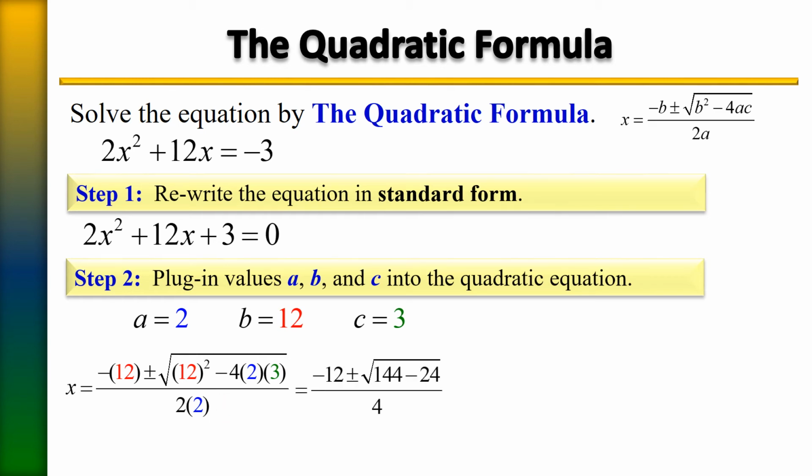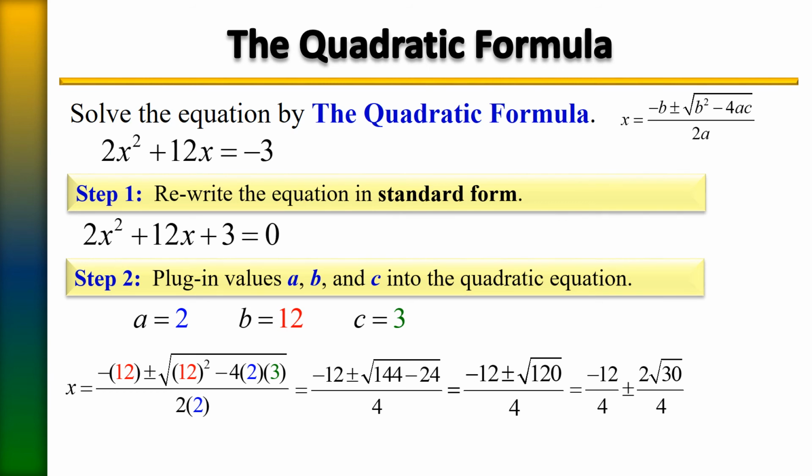Next, we want to subtract underneath the radical 144 minus 24, which is going to give us 120. Next, we want to take the perfect square out of the 120. So recall 4 times 30 is 120, so there's a perfect root of 4 that needs to come out. So the square root of 4 is 2, so that will leave me with 2 radical 30 all over 4.